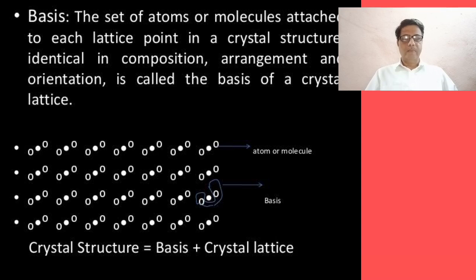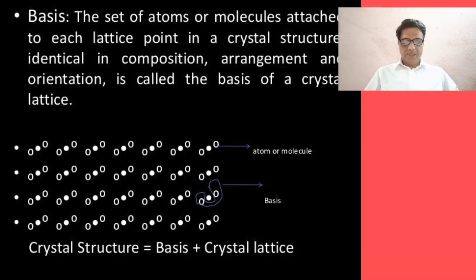Third one, orientation, means arrangement. Simply here the meaning of orientation is taken as the arrangement of these particles or basic particles, which are the same throughout the crystal structure to give a particular format to form a crystal structure. This is the basis. So how is a crystal structure formed?